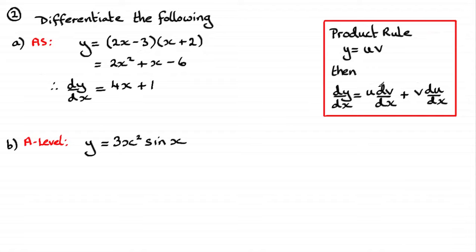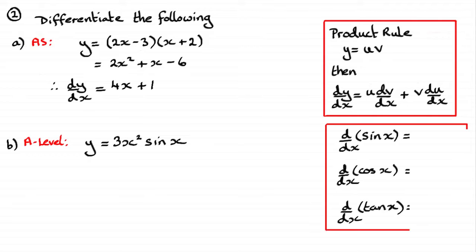Basically, you just take one part. If we think of this as two parts, you take one part, times it by the differential of the other part, and then plus, just do it the other way round. Okay? So, I don't tend to write u's and v's in. I just take one part and times it by the differential of the other part.